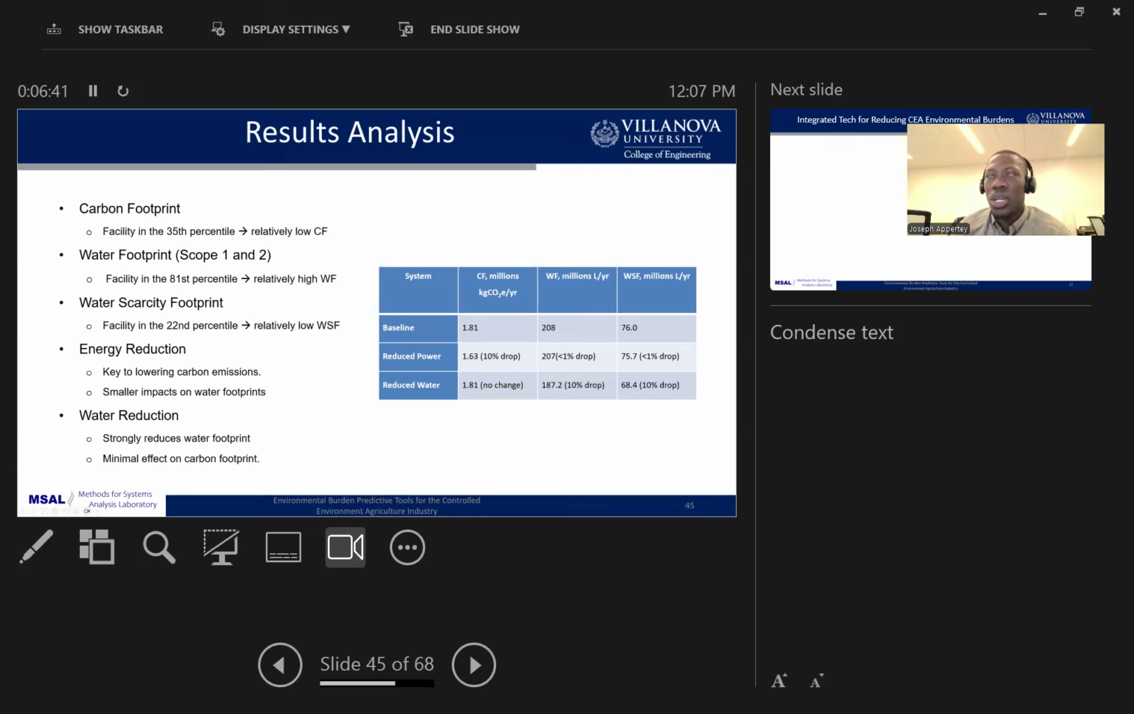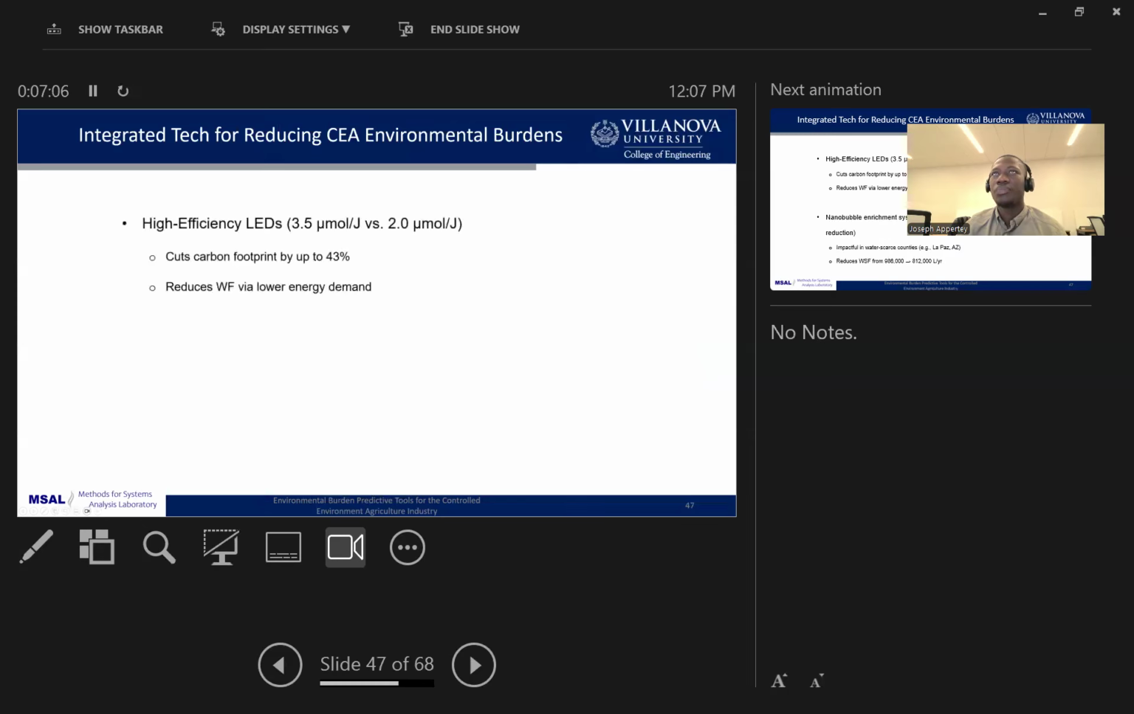So it also showcased that we had the carbon footprint at the 85th percentile, the water footprint at the 81st, which is very high, and the water scarcity footprint at the 22nd, which is relatively low. And then the energy reduction was key in reducing the carbon emissions, whereas the water reduction had an influence on the water footprint and the water scarcity footprint.